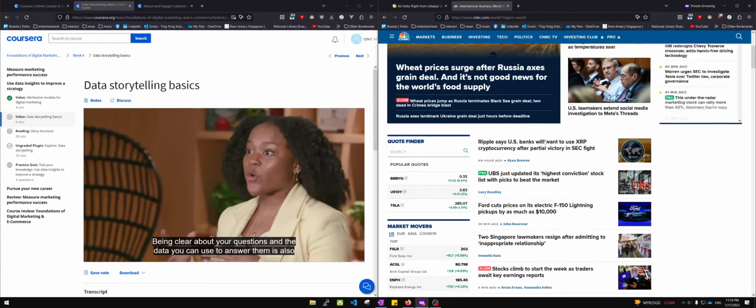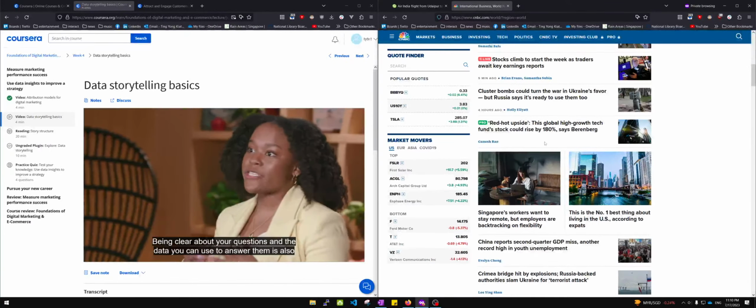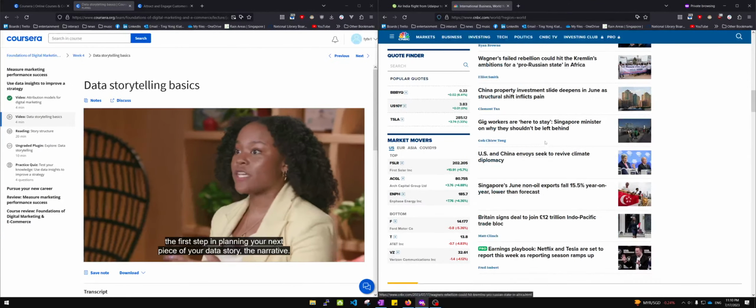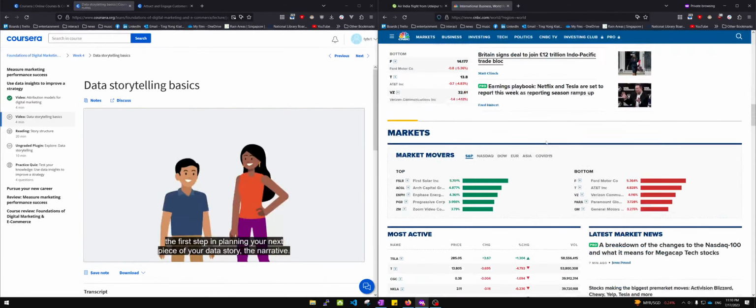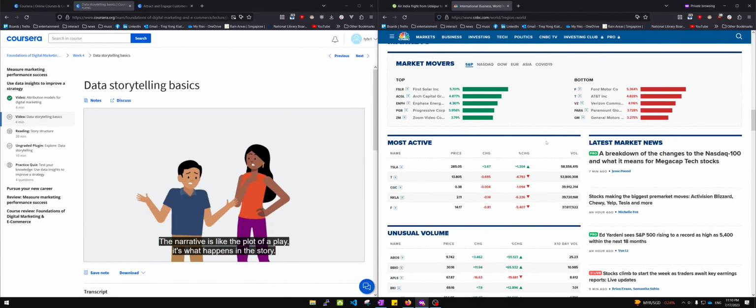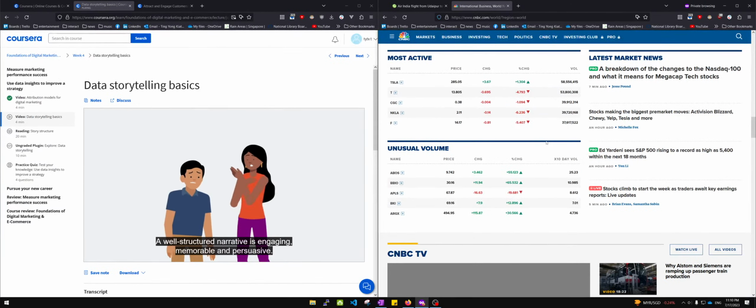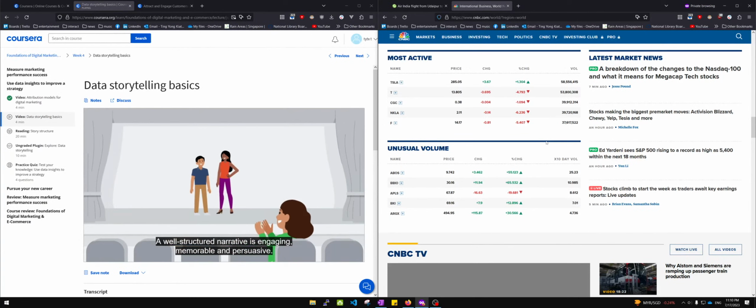Being clear about your questions and the data you can use to answer them is also the first step in planning your next piece of your data story, the narrative. The narrative is like the plot of a play. It's what happens in the story. A well-structured narrative is engaging, memorable, and persuasive.